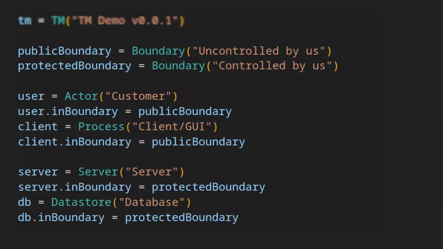So in this case here, we define two. We define the public boundary and the protected boundary. So we just basically create one more object called a boundary. But now, Matt, we start adding to our elements using, again, the object.attribute equals value. And in this case, we are saying the user element lives inside of the public boundary. Then we do the same thing for the client, and the server and the database live in a different one.